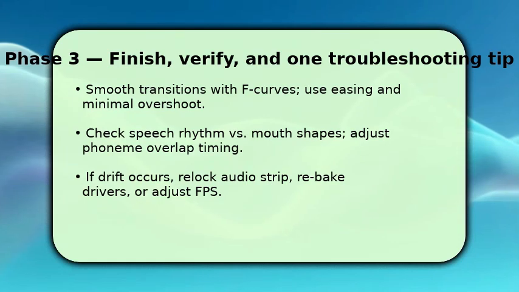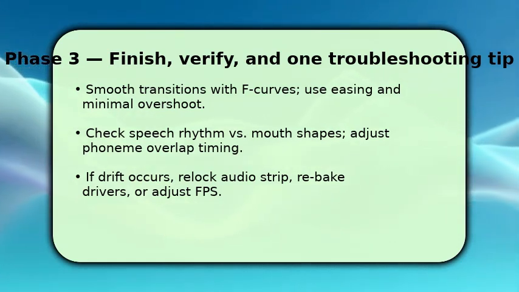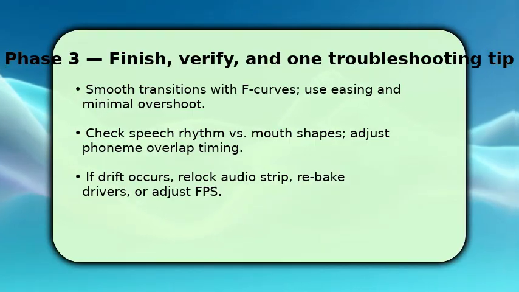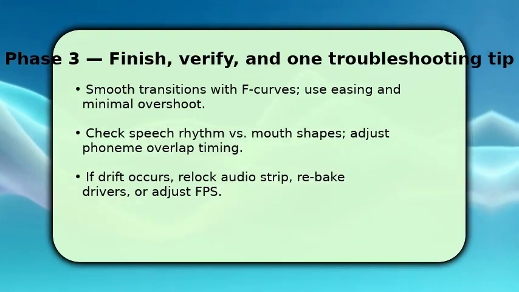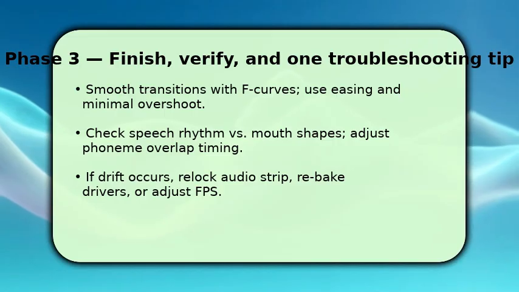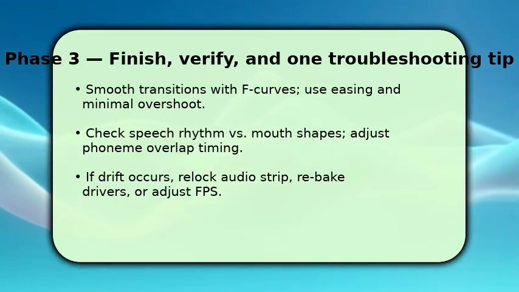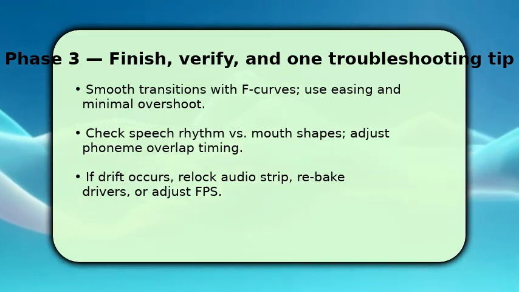You finish by polishing curves and testing playback at full speed. Use the graph editor to add easing and subtle overlap so the mouth moves naturally. Pay attention to the rhythm. Make sure vowels hold slightly longer and consonant snaps align with waveform transients. This is why overlap matters.